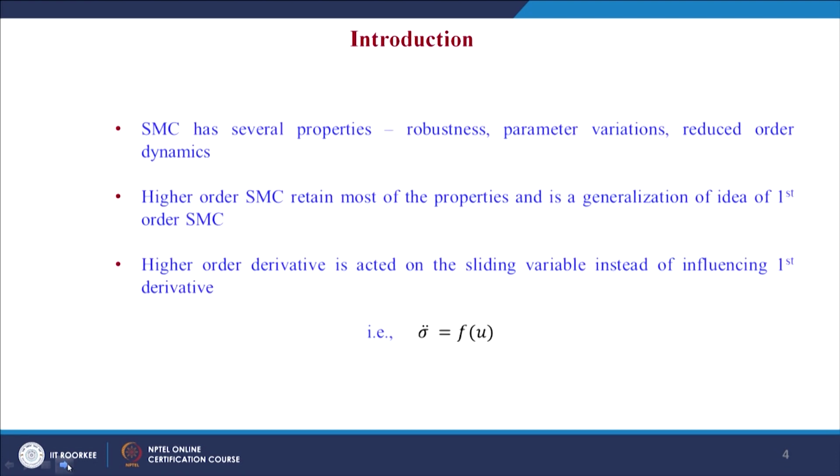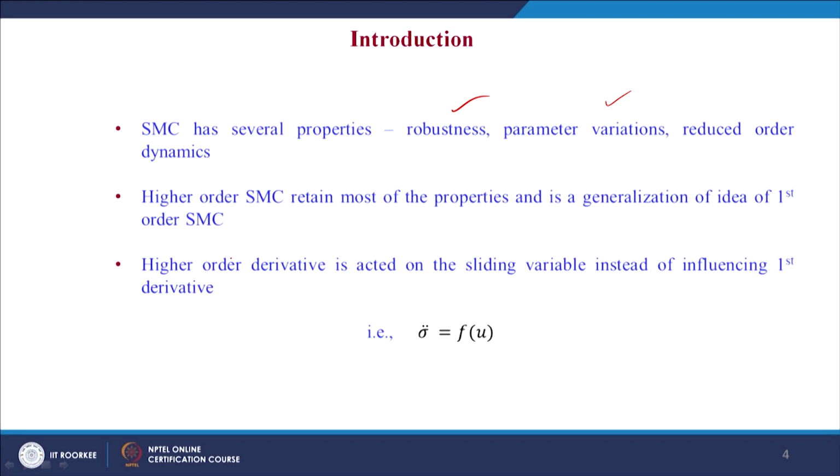Coming to the introduction, sliding mode control has several properties: finite time convergence, robustness to parameter variations, and reduced order dynamics. The higher order sliding mode control retains most of these properties and is a generalization of the first order sliding mode control.